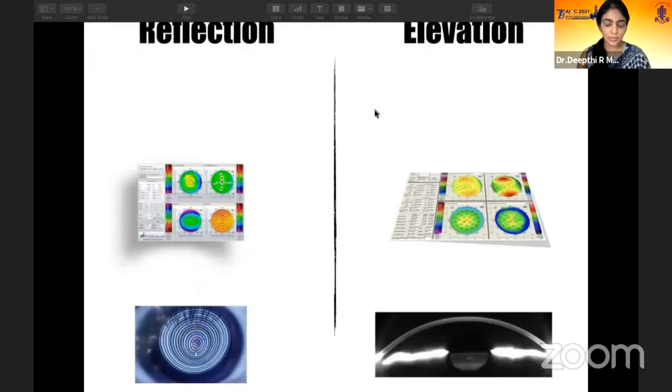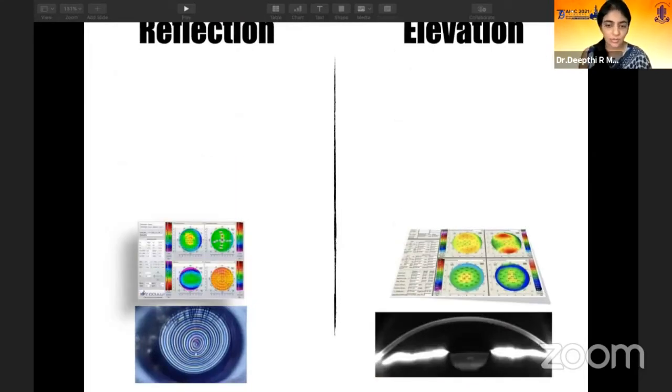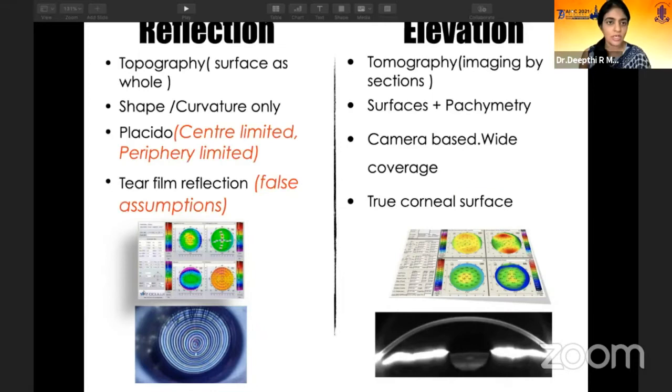So as soon as you get a printout, a patient may come for an opinion with another topography. It's first important to see if the topo map you're reading is reflection or elevation. So how do you know? Reflection topography or Placido-based scans would have mostly a shape or curvature map, like a topography or a refractive power, whereas elevation maps will have more of an anterior elevation, posterior elevation. It will have a lot of thickness parameters and anterior chamber parameters.